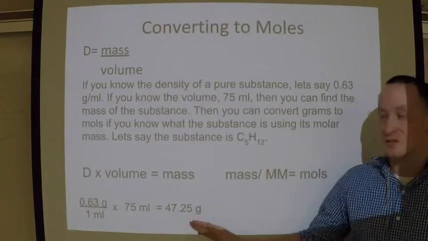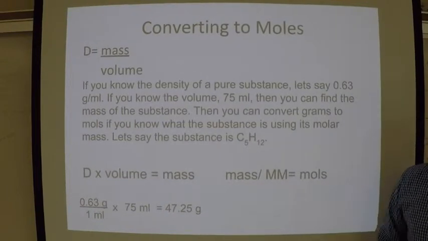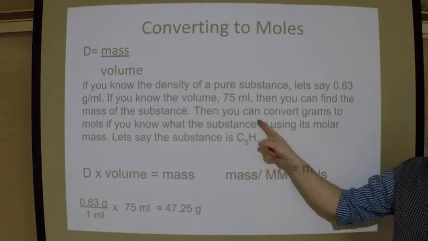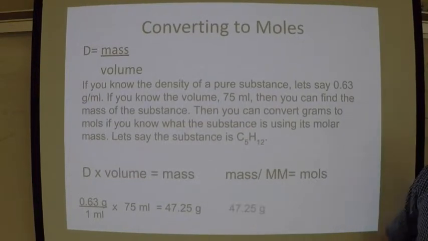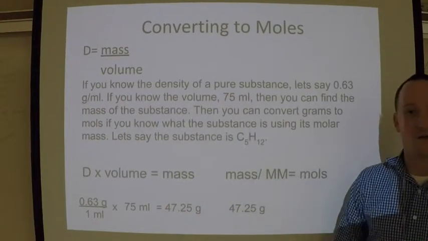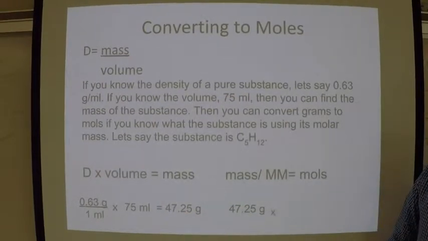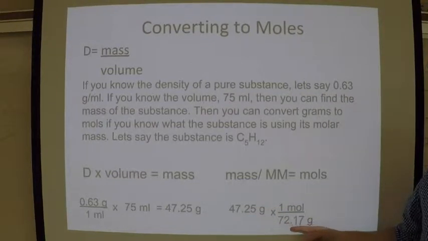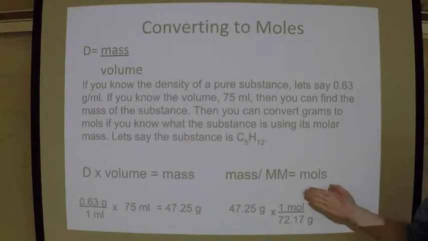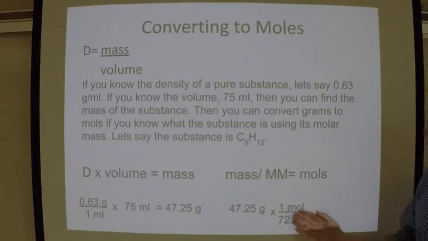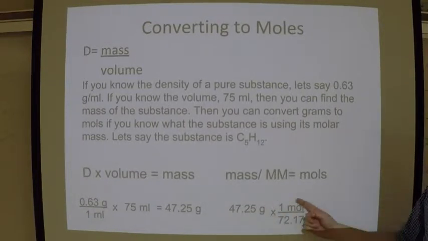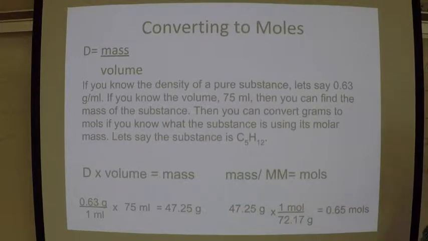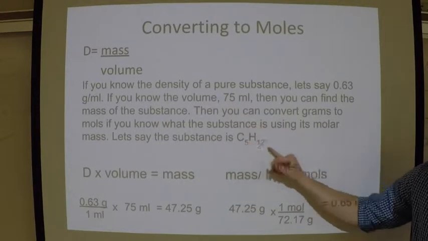Now that I've got my mass, I can take my mass and divide by my molar mass. Well, since I know what the substance is, since I know it's C5H12, I can find its molar mass. So I'm going to take 47.25 grams, the mass of that compound that I have, and again set up my dimensional analysis. I'm going to divide by 72.17, because I need to cancel out my grams so that I can get moles. Since grams appear here and here, those grams will cancel out, and the only unit left is moles, which means I have 0.65 moles of this compound.